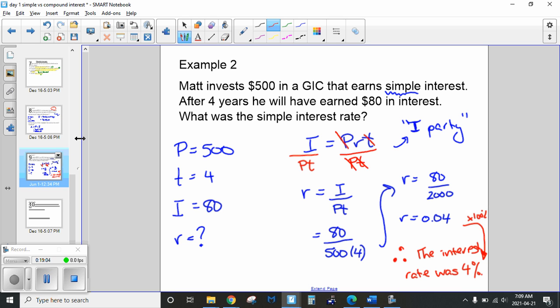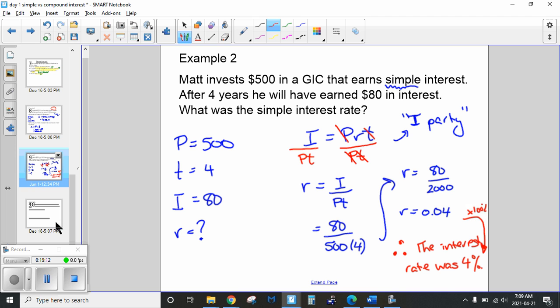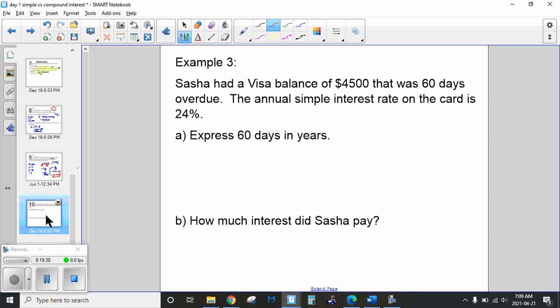All right, so there's example 2. You can pause, rewatch, or just pause and copy, whatever you need to do to get that example down. So there's one last example. So far we've done a question where we solve for the amount of interest. We've done a question where we solve for the interest rate. And let's see what this last question is about. What twist it's going to throw.